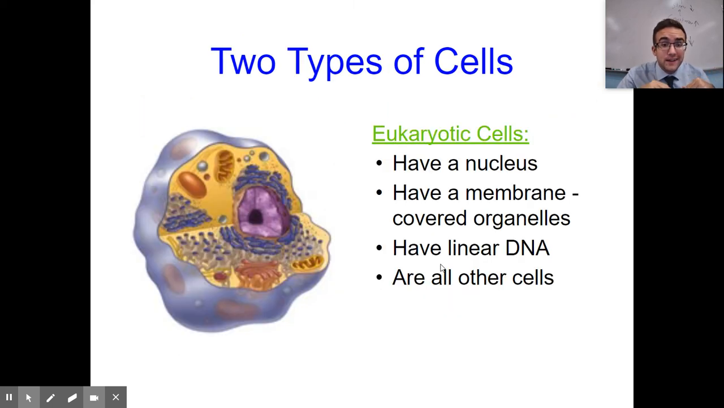Eukaryotic cells, though, have a nucleus, a region where the DNA is kept. They have membrane-covered organelles, so they have organelles with a membrane around them. The DNA is linear. We talk about DNA being a double helix, which is a linear structure with a start and an end. And we need eukaryotic cells to form complex life, like for us, for plants, for fungus, stuff like that.